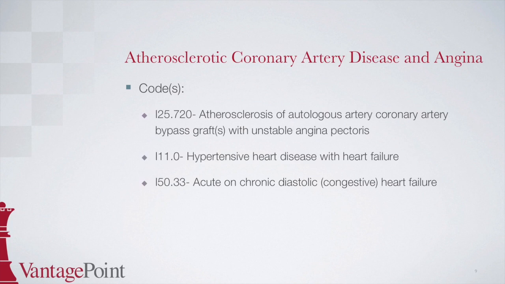The first code is I25.720, atherosclerosis of autologous coronary artery bypass grafts with unstable angina pectoris. As the final diagnosis is CAD of bypass graft with unstable angina, I started at disease in the alphabetic index, then found artery, then coronary indented below.